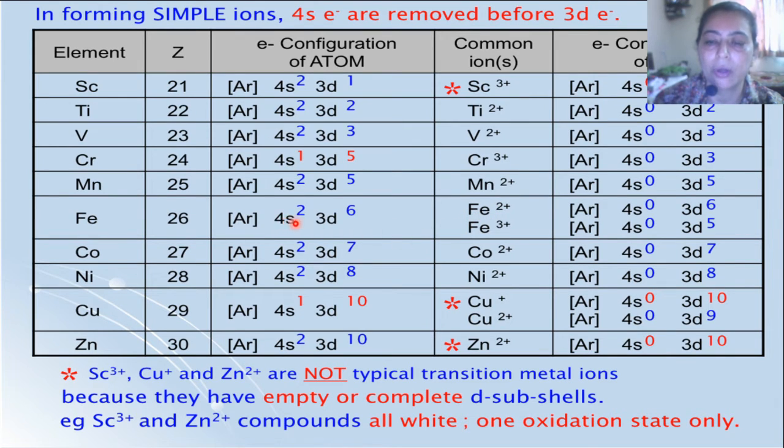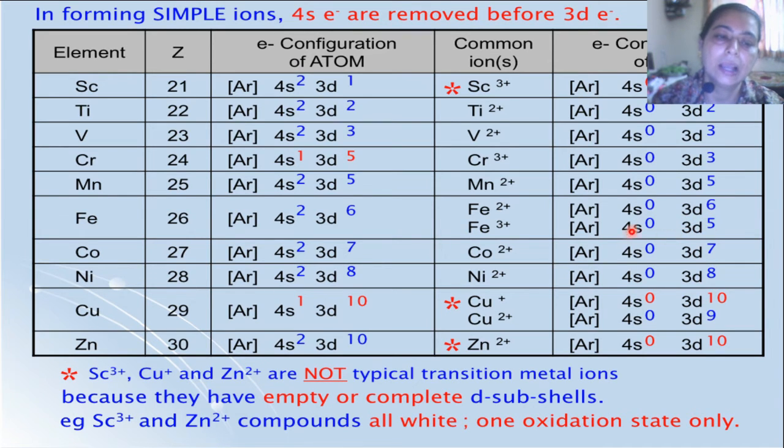The 2 electrons are going to be removed from 4s. So electronic configuration will be argon, 4s0 and 3d6. If you remove 3 electrons, so 2 electrons from s and 1 electron from 3d, it will become 4s0 and 3d5.